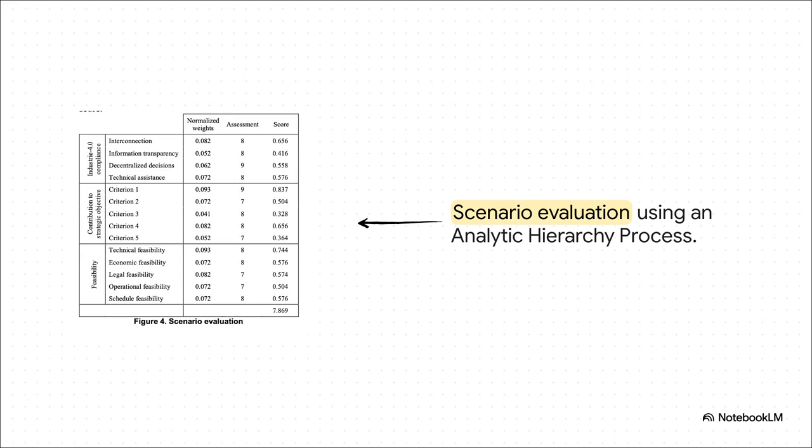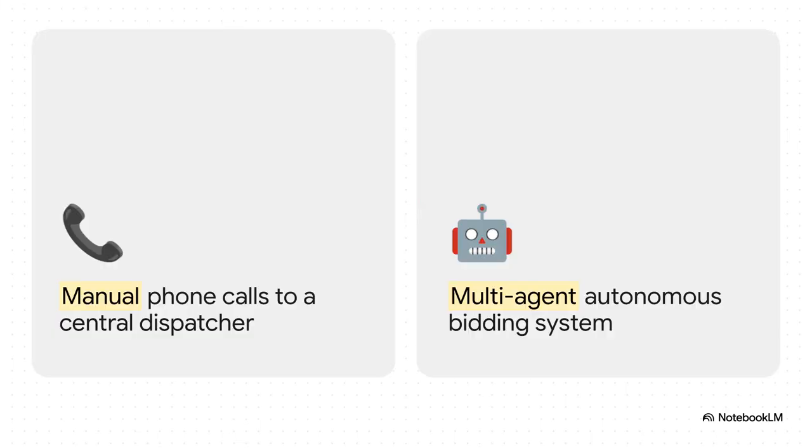This is where the practical magic of the framework really shines. They used an analytic hierarchy process to grade the scenarios. They didn't just look at whether it made economic sense. They specifically scored each scenario on how well it complied with the 4 design principles: interconnection, information transparency, decentralized decisions, and technical assistance. Let's dive into the scenario that won the highest score, an assistance system for transport control.